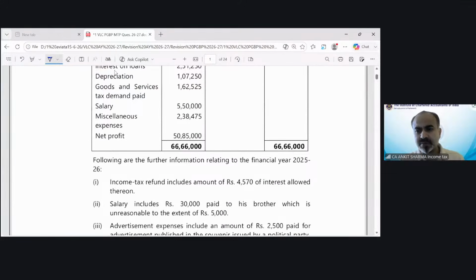Somebody saying something. Yes, ma'am, correct. What the question asks, we have to find it out. Gaurav Garg, if it has interest, it comes under income from other source. Very good, Gaurav.